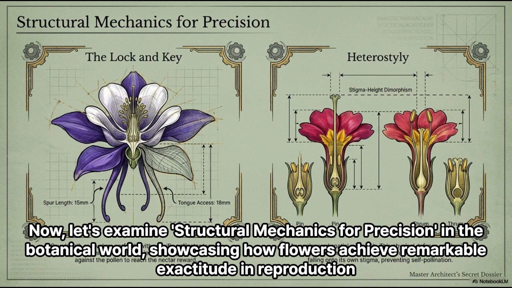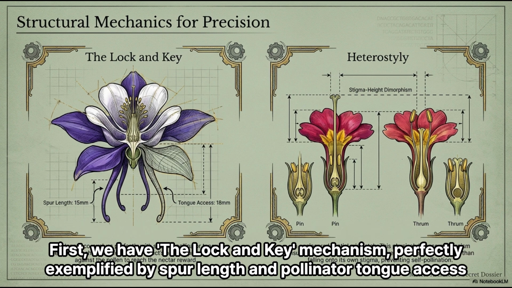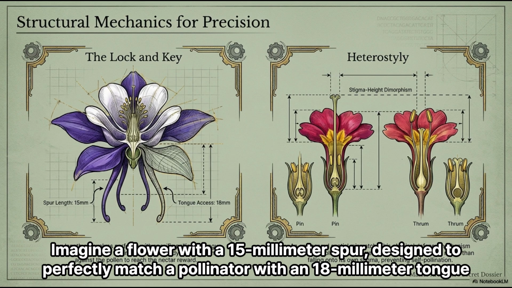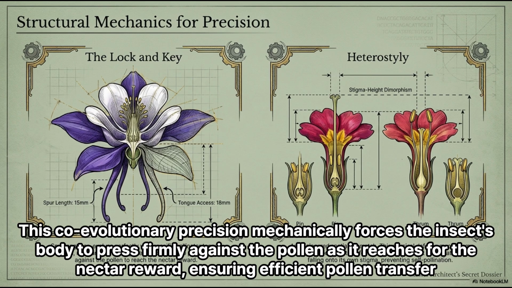Now, let's examine structural mechanics for precision in the botanical world, showcasing how flowers achieve remarkable exactitude in reproduction. First, we have the lock and key mechanism, perfectly exemplified by spur length and pollinator tongue access. Imagine a flower with a 15 mm spur, designed to perfectly match a pollinator with an 18 mm tongue. This co-evolutionary precision mechanically forces the insect's body to press firmly against the pollen as it reaches for the nectar reward, ensuring efficient pollen transfer.